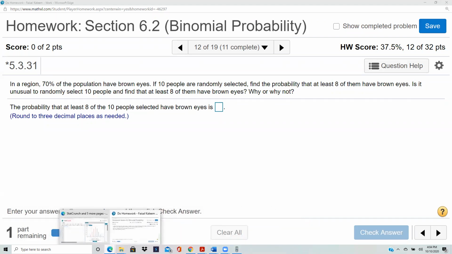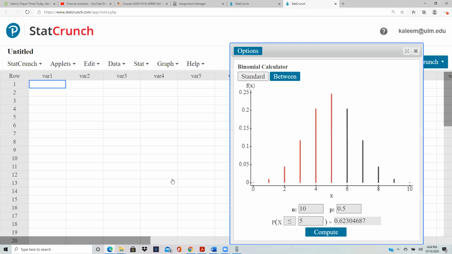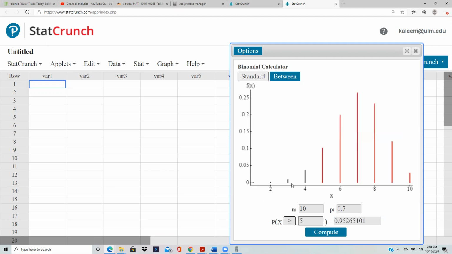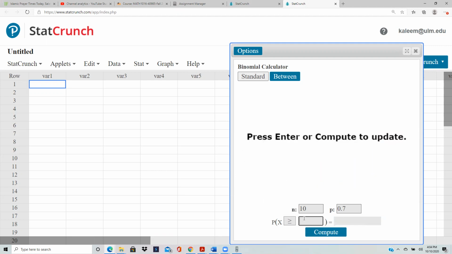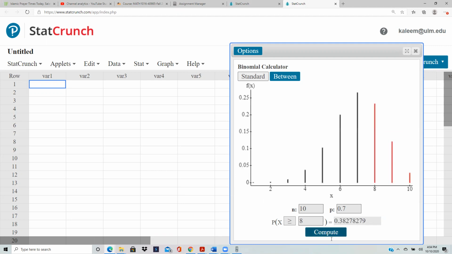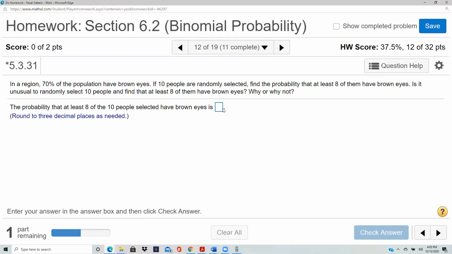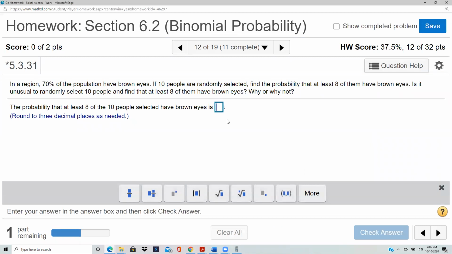So let's open StatCrunch. n is 10, p is 0.7. And the question was at least 8 out of 10 have brown eyes. So at least 8 means greater than or equal to 8. So 0.3828. Okay, 3 decimal places.